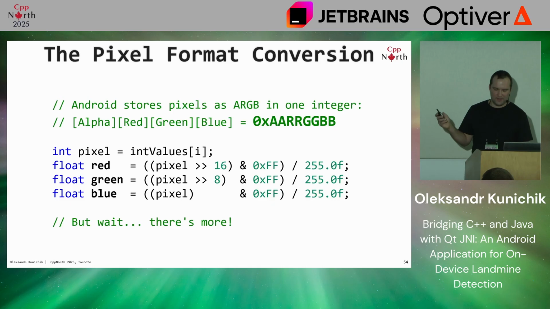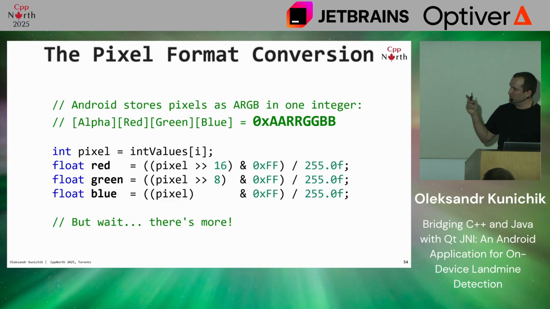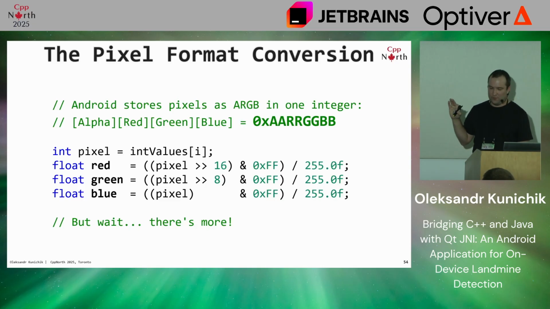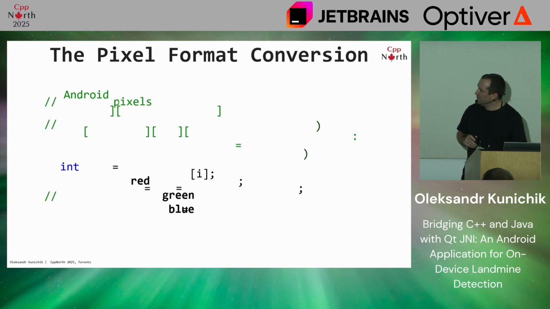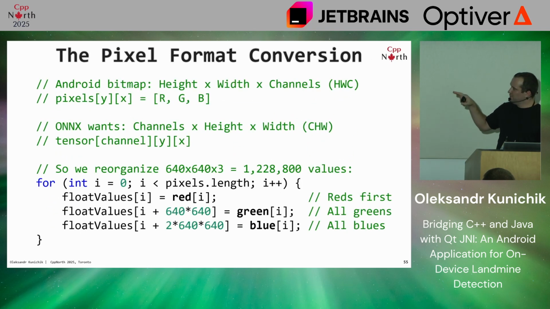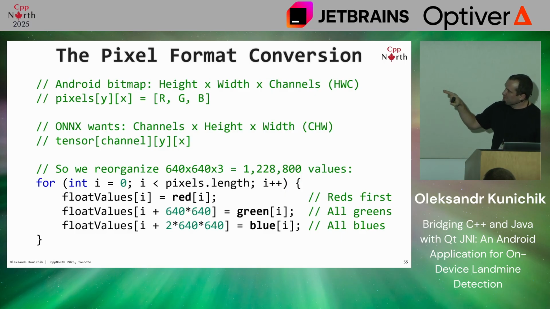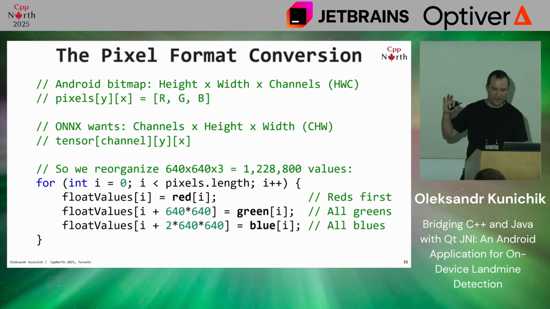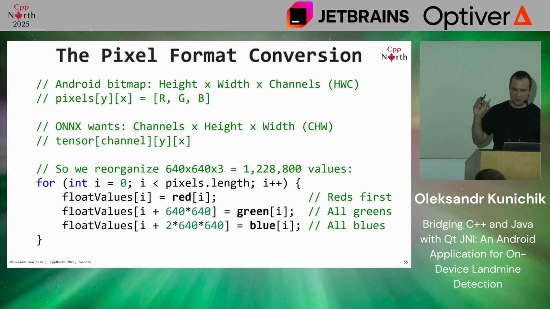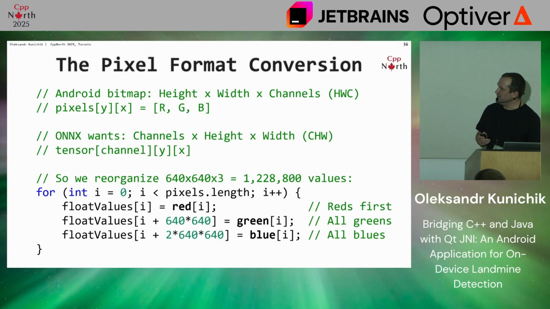Now the fun part. Android packs ARGB into one integer. Shift bits, mask with 0xFF, normalize between 0 and 1. Alpha is usually 255 for photos, so no transparency. And then is where things get tricky. Android stores HWC, so height, width, channels. Each pixel has RGB together. ONNX wants a different order, CHW. So all reds, all greens, all blues. This mismatch means we can't just pass the data. We need a complete reorganization.